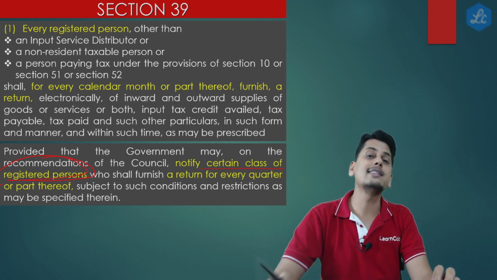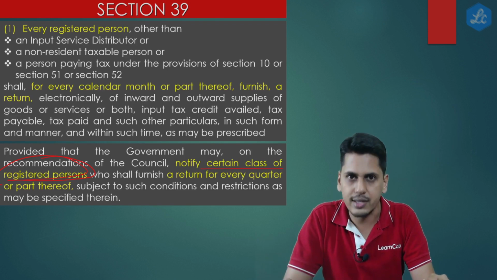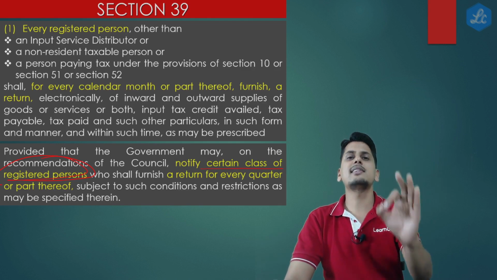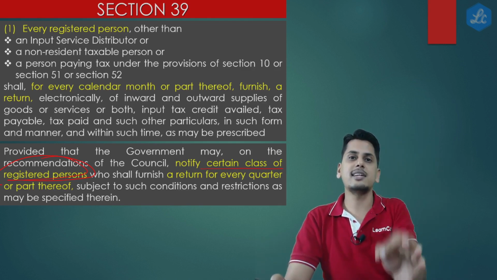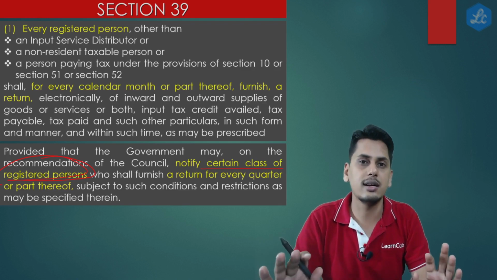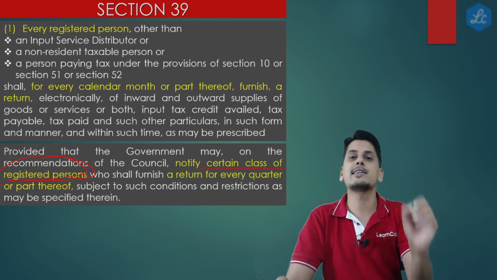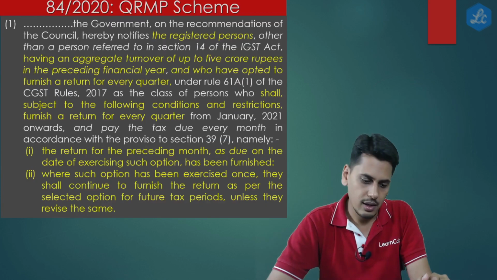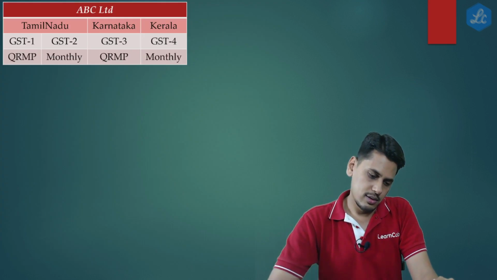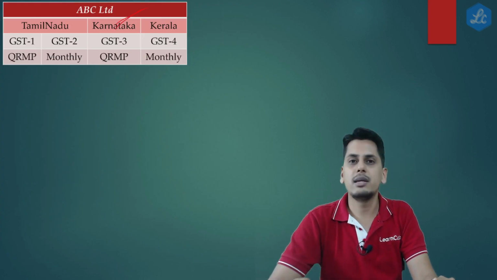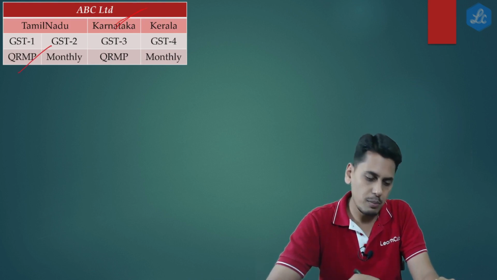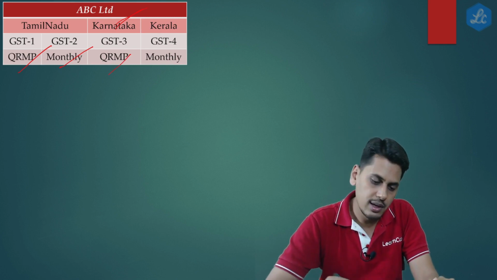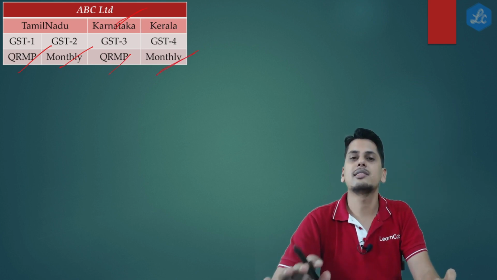There is no provision which tells you that the QRMP scheme has to be chosen PAN number wise. So friends, as regards the QRMP scheme, it is applicable registered person wise, and each of the GSTNs is a different registered person. So each GSTN has the liberty to choose the scheme or to remain under the regular scheme. In this case, what we had seen: ABC Limited, Tamil Nadu GST 1 under QRMP, GST 2 under monthly, possible. Karnataka under QRMP, possible. Kerala under monthly, it is possible.